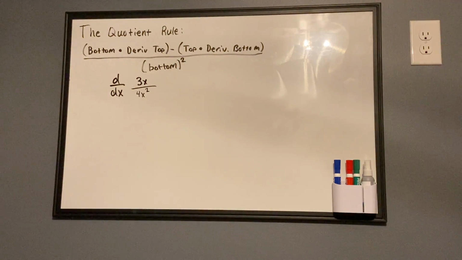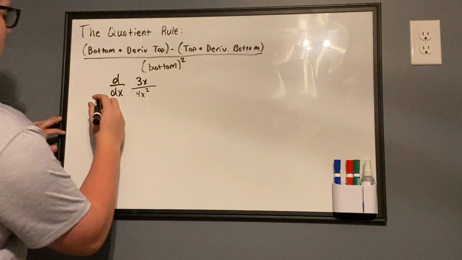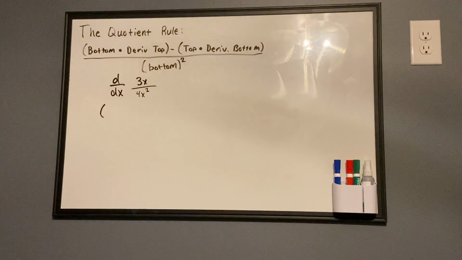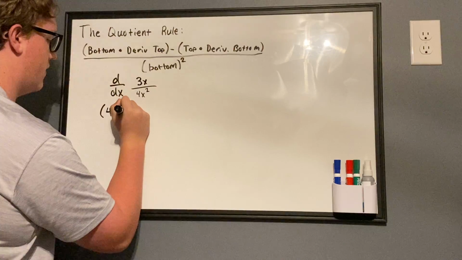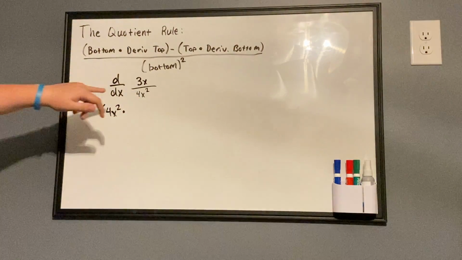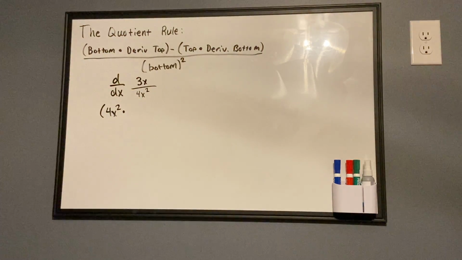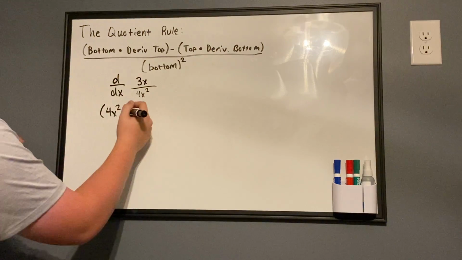So I know that's kind of a lot to think about right now, but let's go ahead and set it up and you'll see what I'm talking about. Right here, the first part is the bottom function. The bottom function right here is just 4x squared. So we're just going to leave that alone. We're going to multiply that by the derivative of the top. And using the power rule, we know that the derivative of 3x is just going to be 3.